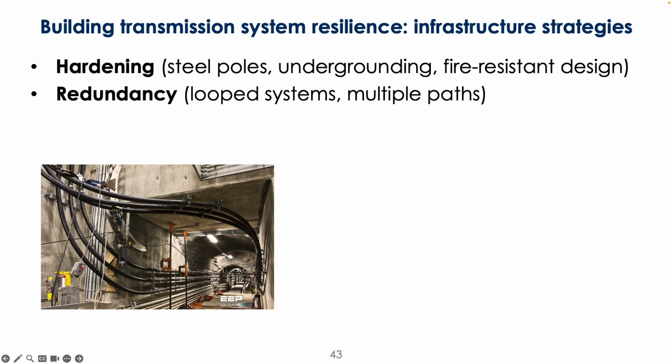You want redundancy, and so if you've got a demand center here and a transmission line going in here, if that's the only transmission line providing power and that goes down, you're stuck, right? But if you have two lines going in or multiple paths, that can help with your N-1.